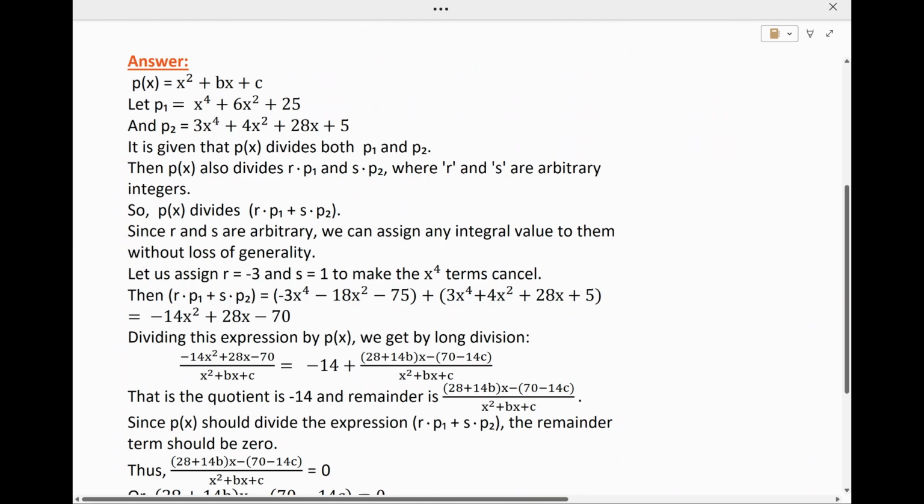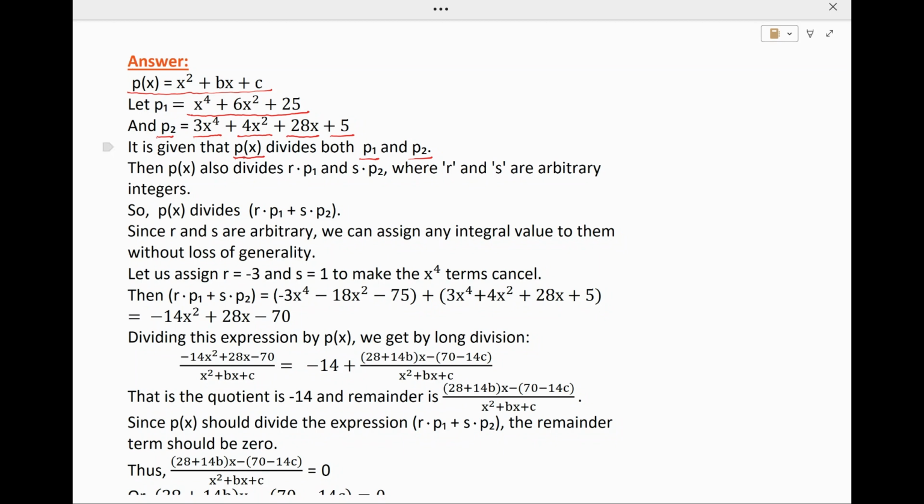Answer. P(x) is x² + bx + c. Let P1 be x⁴ + cx² + 25 and P2 be 3x⁴ + 4x² + 28x + 5. It is given that P(x) divides both these expressions P1 and P2.